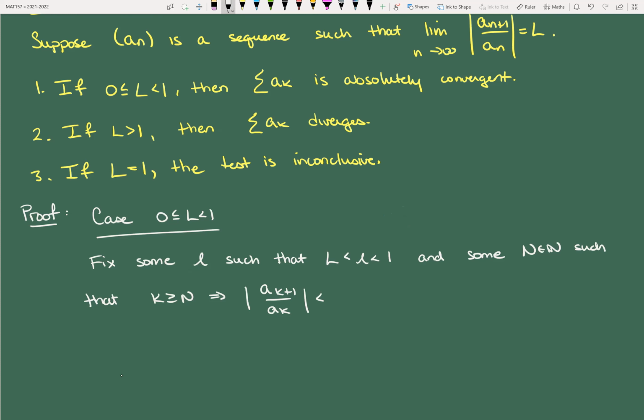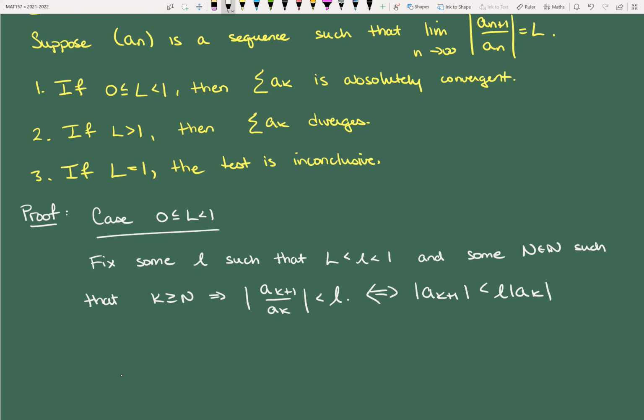Okay, so we're just going to put a little l here and be convinced of it like this. Now the power of this is the following. The fact that the absolute value of a_{k+1} divided by the absolute value of a_k is less than little l, well, that's equivalent to saying that this is true.